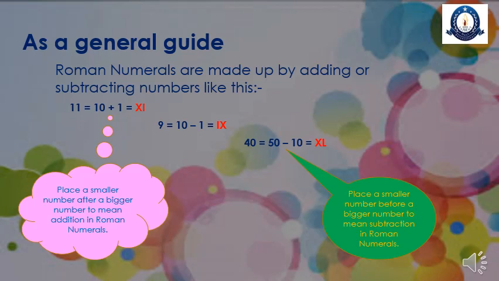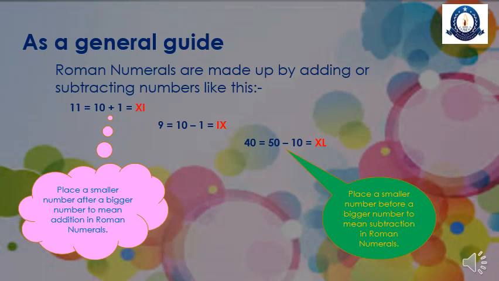Now let's see another example, 9. How will we write 9 in Roman numerals? We know 10 minus 1 will be 9, and we know the letters for 10 and 1. But for minus, the rule is different. Look at the rule: place a smaller number before a bigger number to mean subtraction in Roman numerals. So what is the smaller number here? 1. And the letter for 1 is I. And what is the greater number? 10. And the letter for 10 is X. So it will be IX.